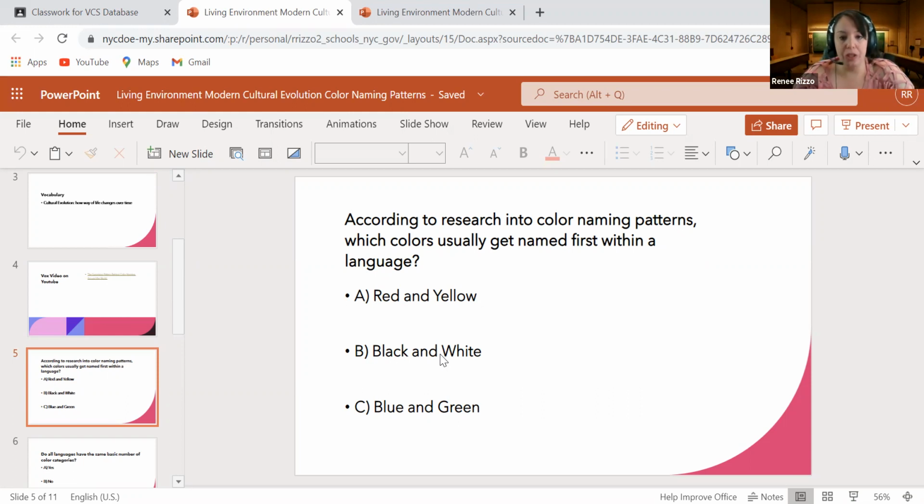According to research into color naming patterns, which colors usually get named first within a language? A, red and yellow, B, black and white, or C, blue and green? So according to the video, the correct answer here would be B, black and white.